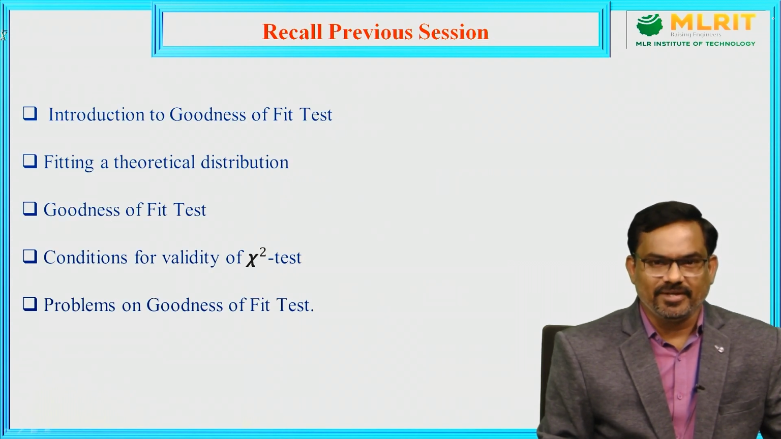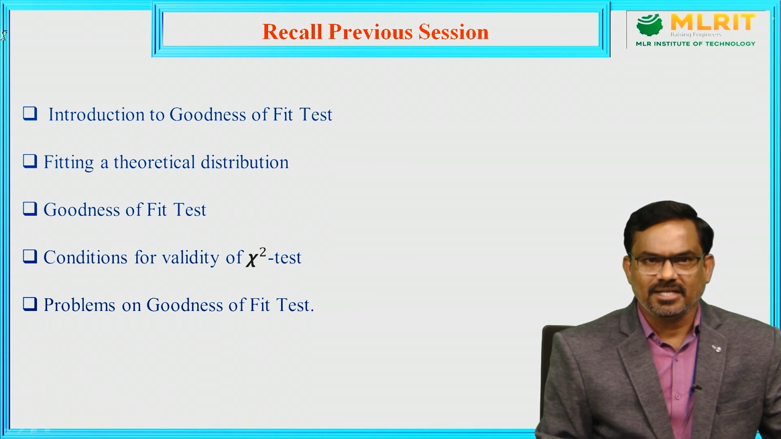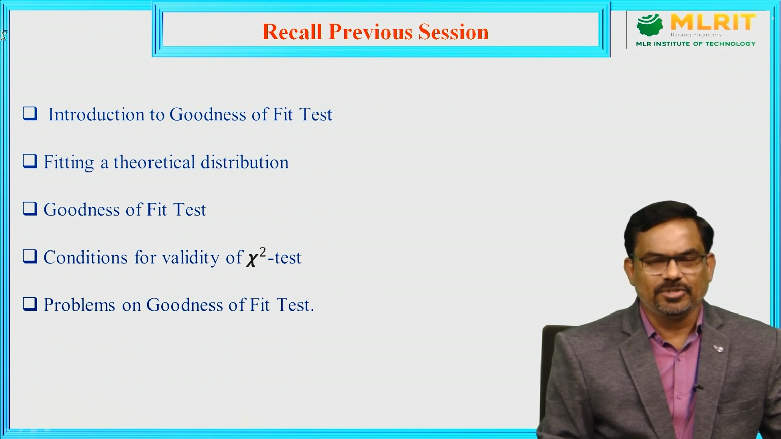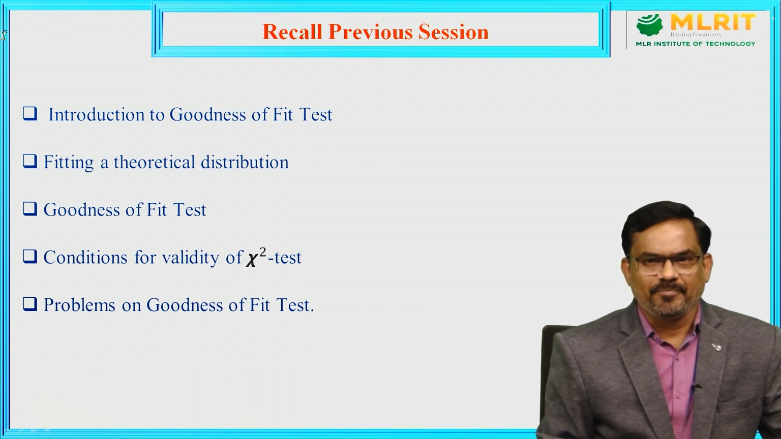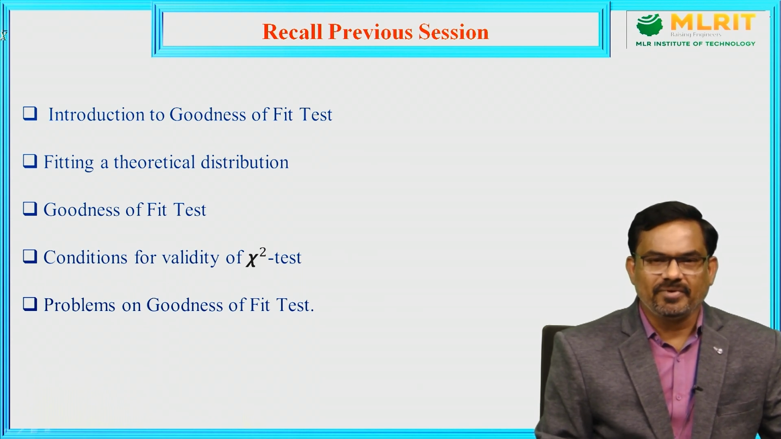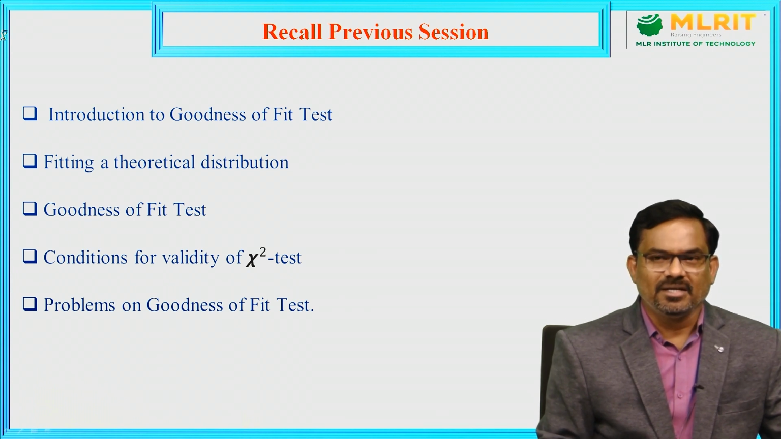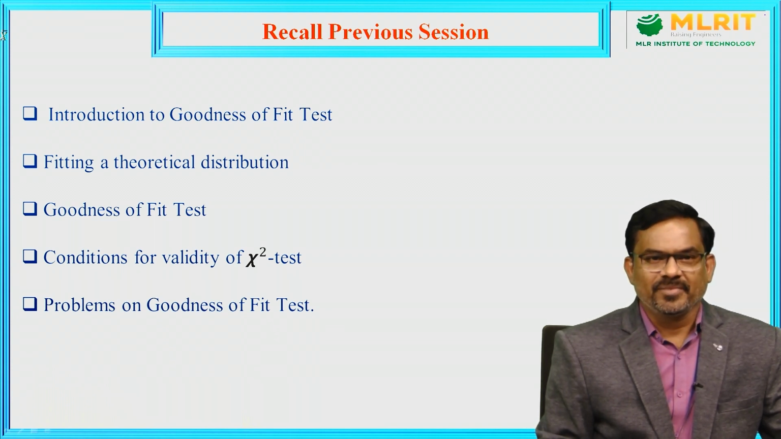Let us recall the previous session. In the last session, we discussed the test concerning goodness of fit and fitting a theoretical distribution: how to fit a theoretical distribution to the given frequency distribution, for example fitting a binomial distribution, fitting a Poisson distribution, etc. Then we discussed the procedure of the goodness of fit test, in which we test whether the given data follows a theoretical distribution or not. We also discussed the conditions for validity of the chi-square test and problems on the goodness of fit test.